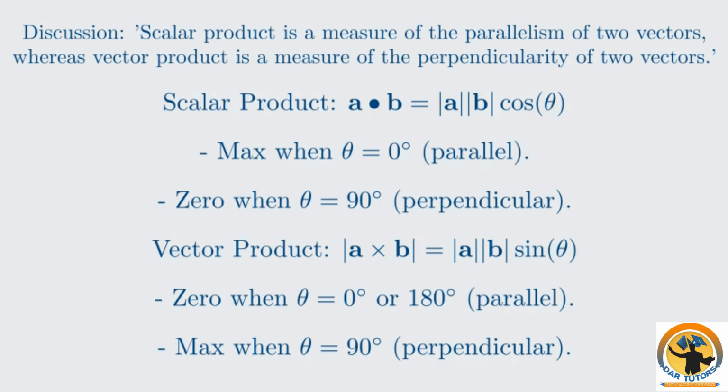The scalar product is for angles and projections, while the vector product is for perpendicularity, areas, and volumes.